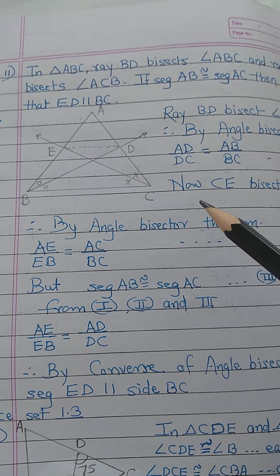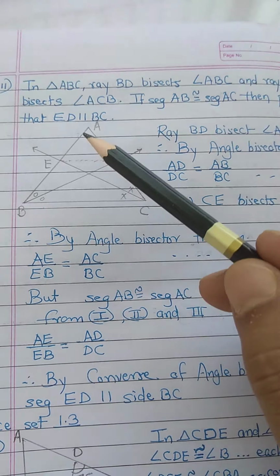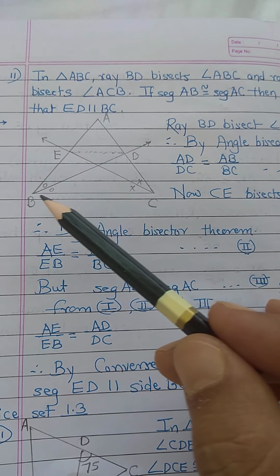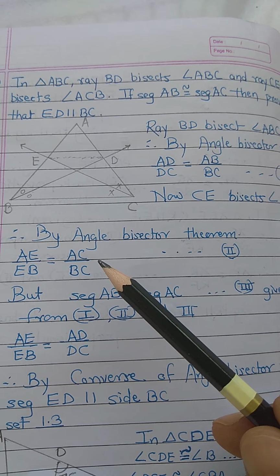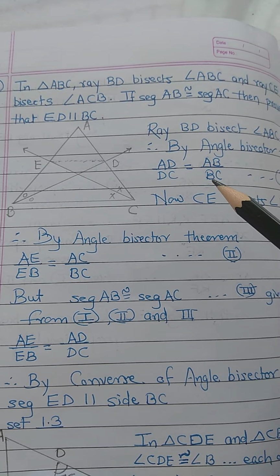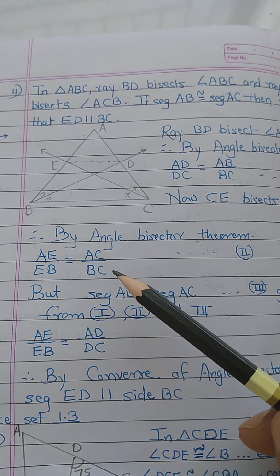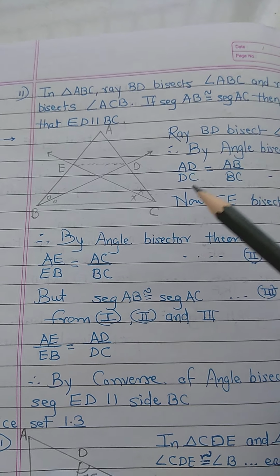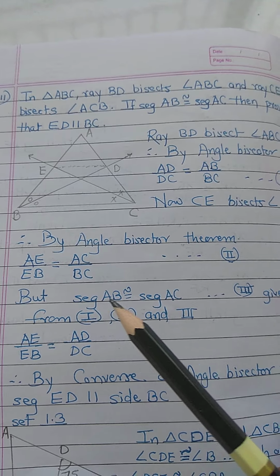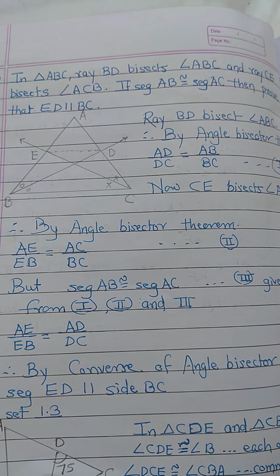Now, ray CE bisects angle ACB. Therefore, we say AE upon EB equals AC upon CB. In 1 and 2, the denominator is BC on the right hand side of the ratio, and the numerators are AC and AB, but AB and AC are equal, it is given. Segment AB is congruent to segment AC, it is given.